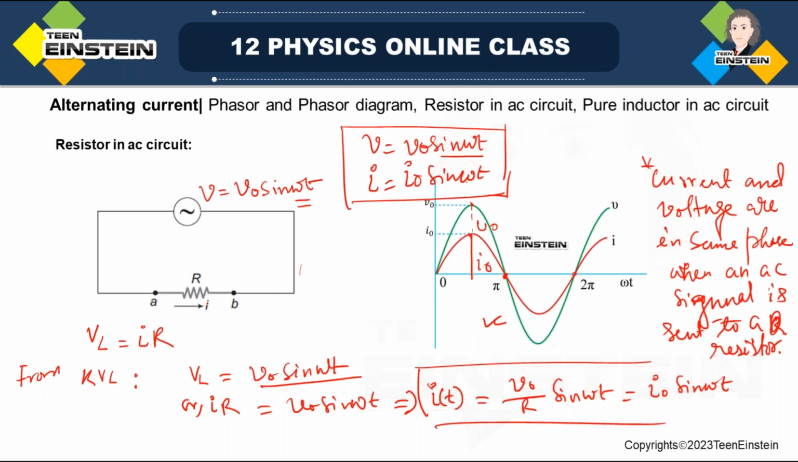So I can write, if R is the only electrical component in this alternating circuit, then V is equal to V0 sin omega t, that is IR sin omega t, and from there you can find the current through the circuit, I equal to V0 by R sin omega t. And V0 by R I'm taking as the magnitude of the current in the circuit, that is I0, where I0 is actually V0 by R.